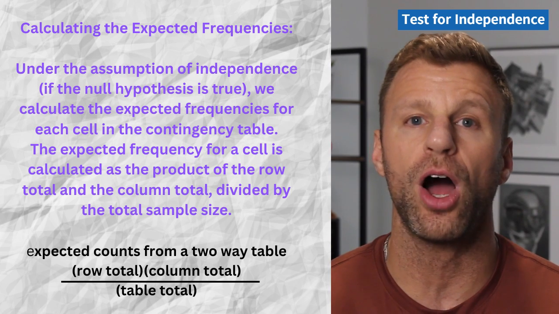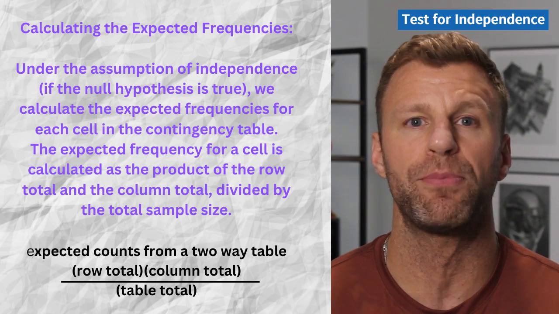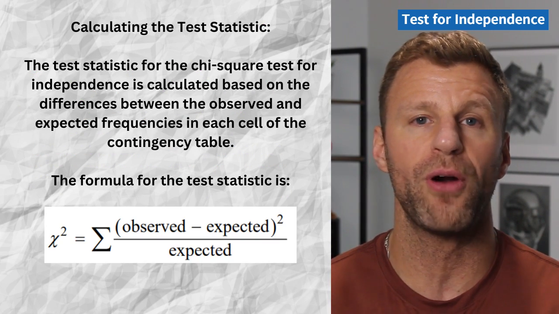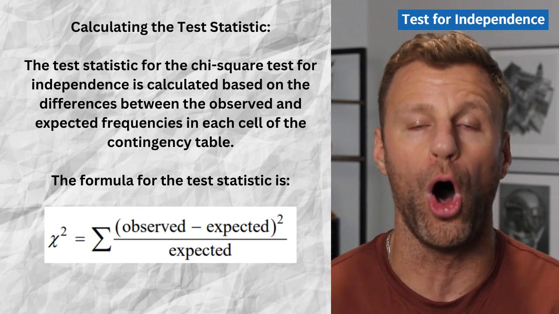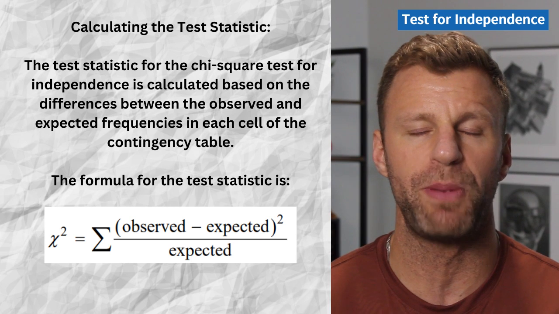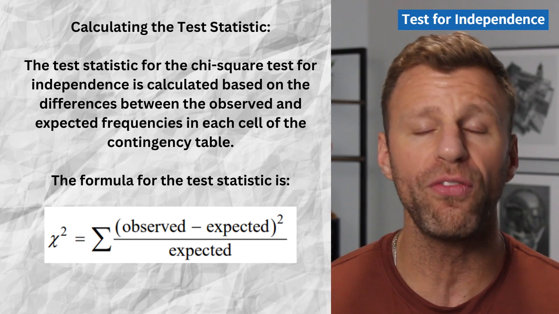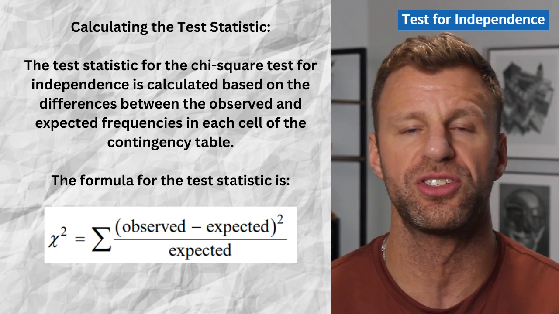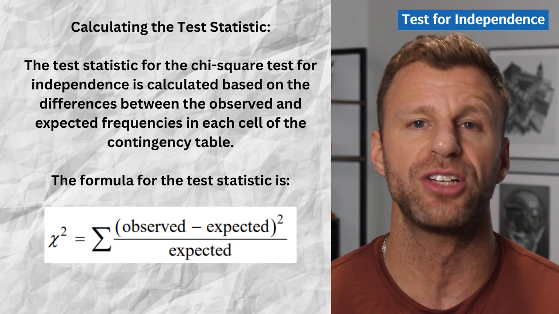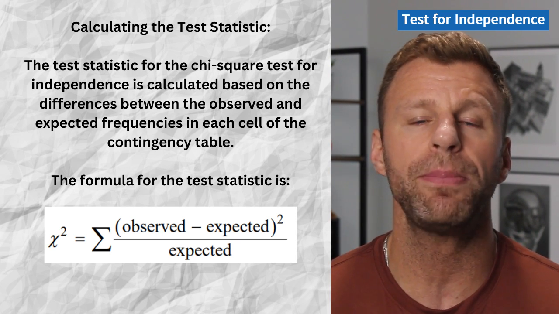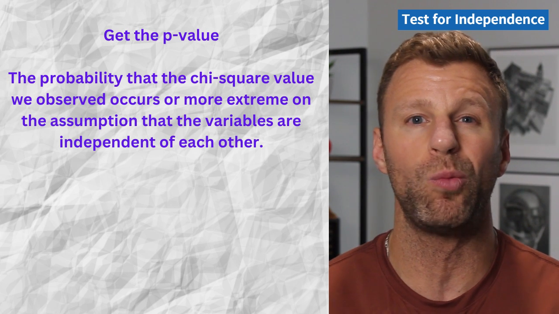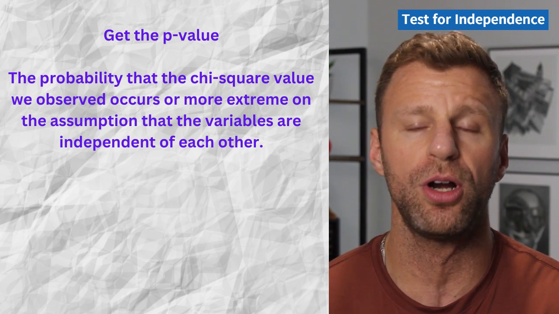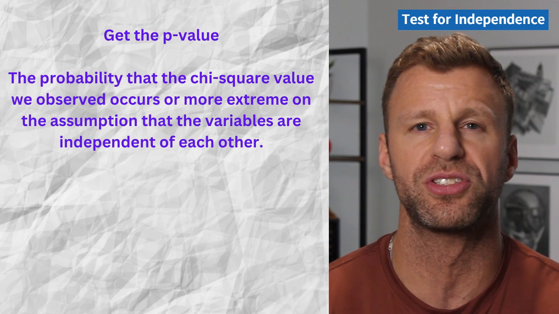Now we have to find our chi-squared statistic in step 3. So the first thing we're going to do for every single cell is take the observed value minus the expected value all squared divided by the expected. Then we're going to add all of those individual chi-squareds together for each cell to get our total chi-squared value. Next up comes finding our p-value, which is the probability that what we observed or more extreme occurs on the assumption that the null hypothesis is true.